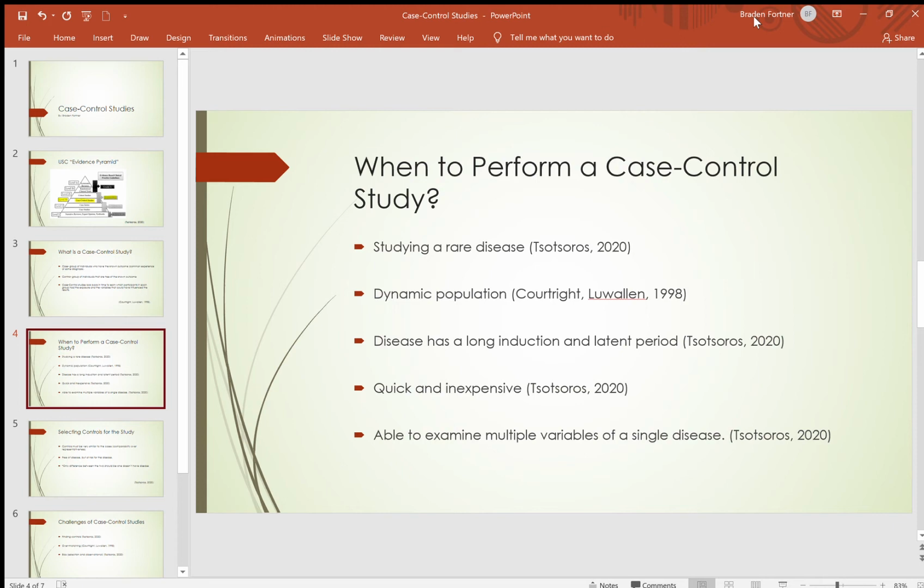And then we also have that case control studies are quick and inexpensive, which can come in handy when exposure data is difficult or expensive to obtain. And then they also allow us to examine multiple variables of a single disease, or in other words, all the different ways a disease can affect an individual.